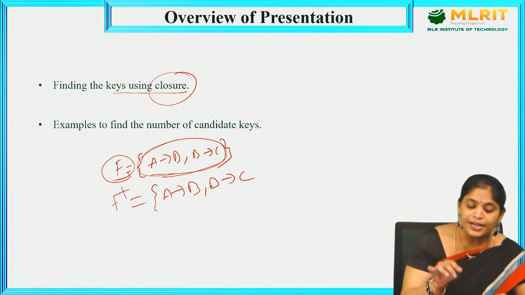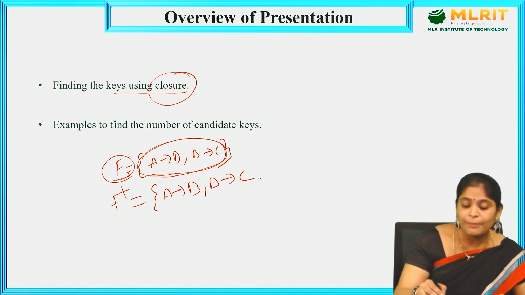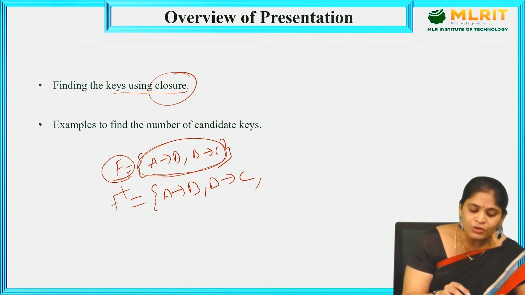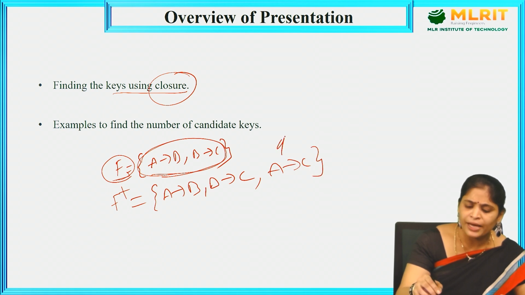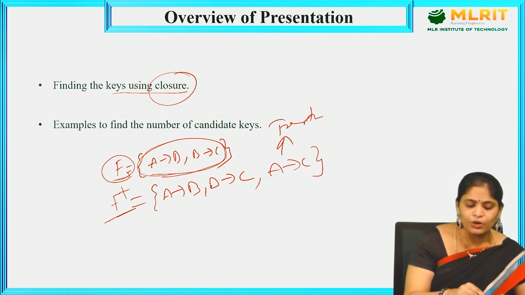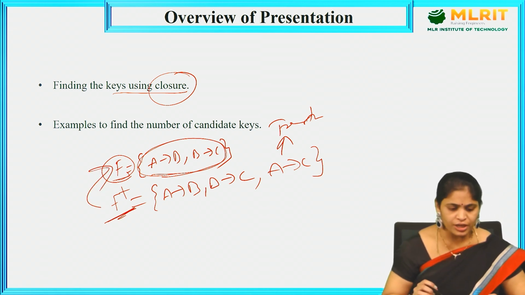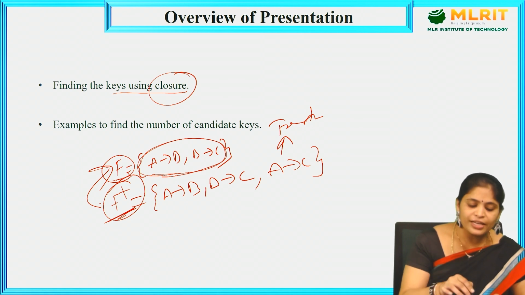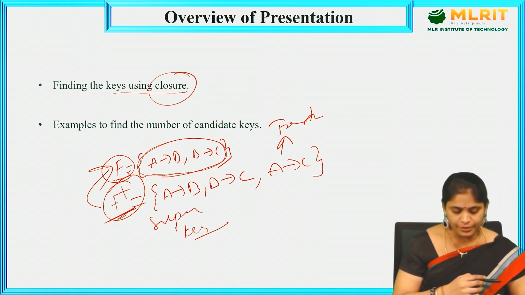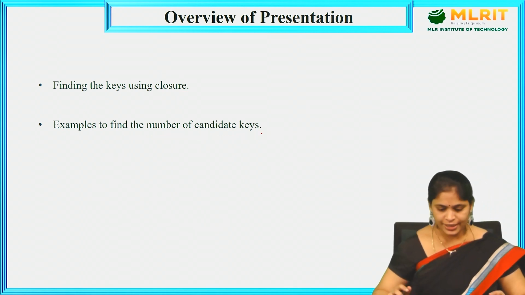Next, from these dependencies we can derive some more functional dependencies by axiom rules. Here A tends to B, B tends to C, so we can derive A tends to C by the transitive property. Clear? So this is the closure of this F. In this manner, we can find the closure. By using this method, we can find how many super keys and how many candidate keys are available. Clear? And some more examples to find the number of candidate keys.